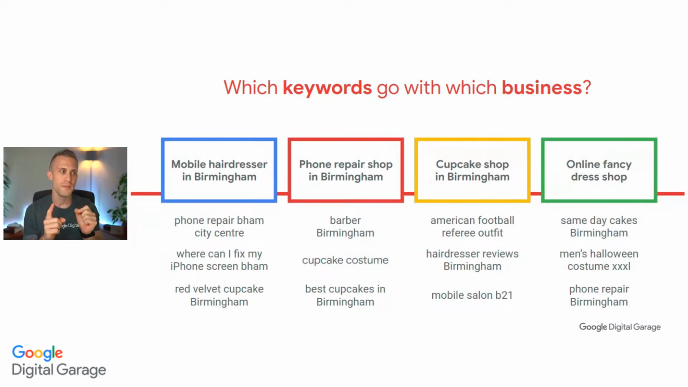That's the first one. Next one, it says barber Birmingham. Doesn't really match red. Next one, American football referee outfits. Again, doesn't really match red. Next up, same day cakes Birmingham. Still not on the right track. Next up, where can I fix my iPhone? Ooh, okay.